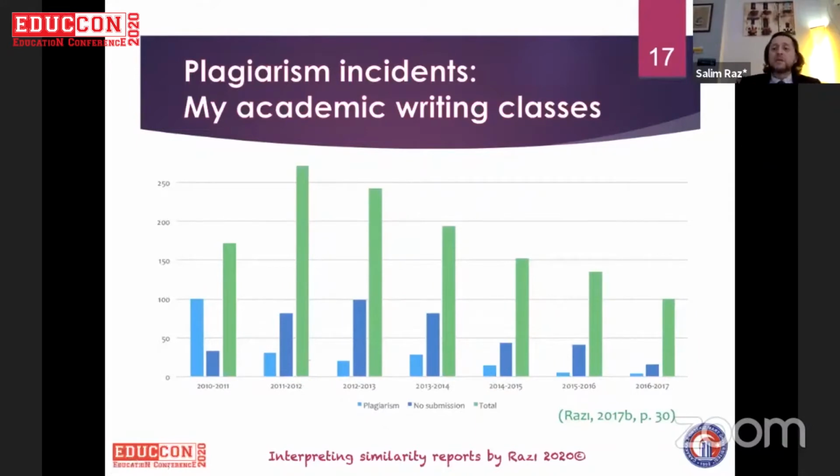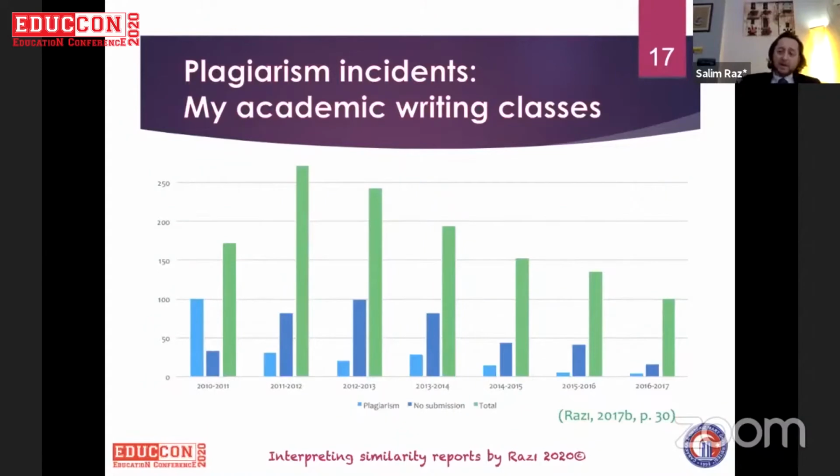Why? Students preferred not to submit assignments. Why not? Because they knew that I was using Turnitin, and if they plagiarized, then I would understand that they were plagiarizing. So from a pedagogical perspective, simply using the tool did not help.